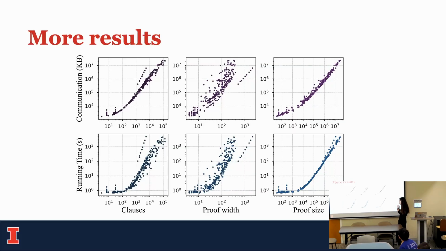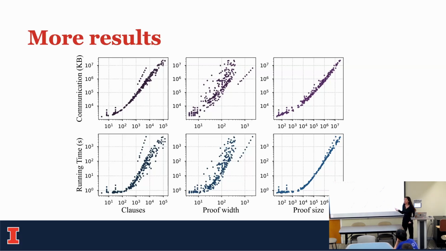There are 3 factors. One is the number of clauses in the proof and the formula, so together, the number of clauses. One is the proof width. Proof width is the maximum number of literals you can have in one clause. And one is the proof size, which is the product of the number of clauses and the width. And as you can see, it's almost linear, almost proportional to the proof size, instead of just depending on the number of clauses or the proof width.